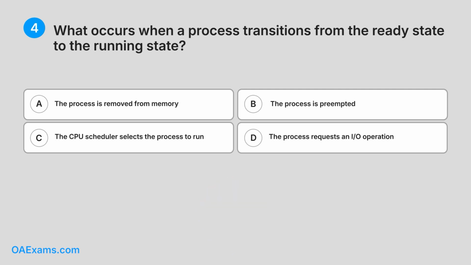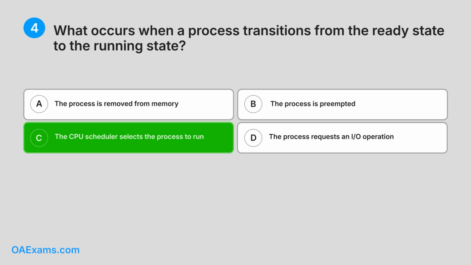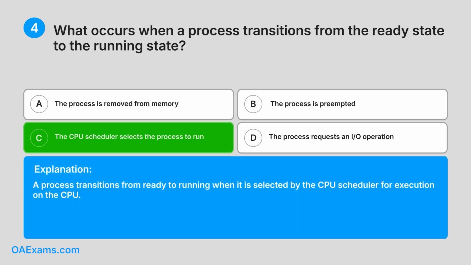Correct answer: C. The CPU scheduler selects the process to run. Explanation: a process transitions from ready to running when it is selected by the CPU scheduler for execution on the CPU.